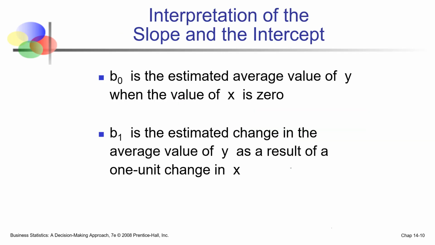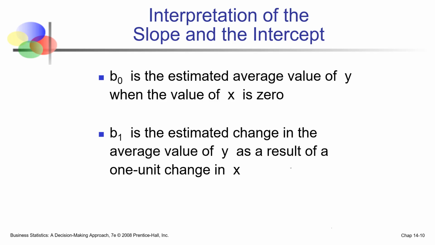Now we are explaining the meaning of B naught and the meaning of B1. B naught is the intercept. Usually we define the intercept as the average value of y when x is 0. This is the standard definition of the intercept, which is B naught.